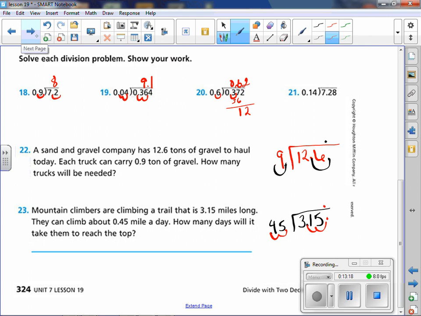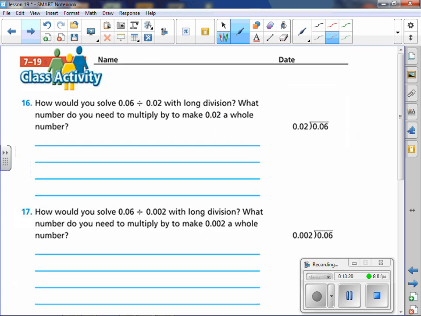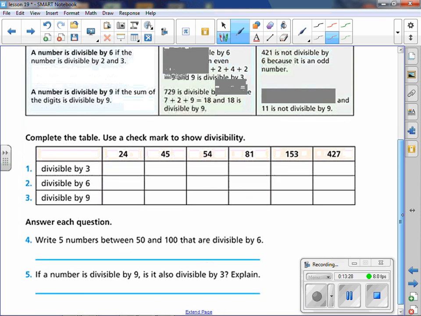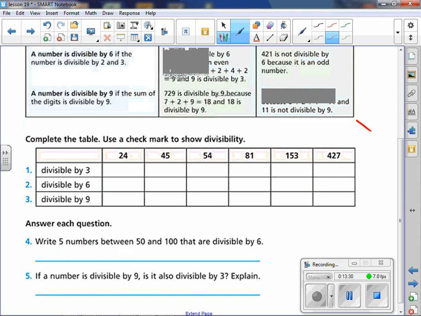Last piece is I want you to look at, I think I went the wrong way. The little bit of going further, and I just want you to put the check marks in the divisibility rules. So you're going to use these rules up here to fill in this chart down here. Okay, and this is exactly the same as yesterday. So all you have to do is fill in the chart with check marks if they're divisible by those numbers. Use the rules up top.